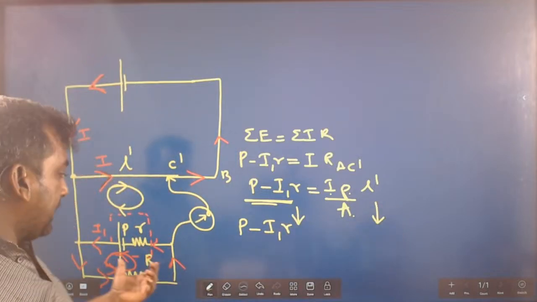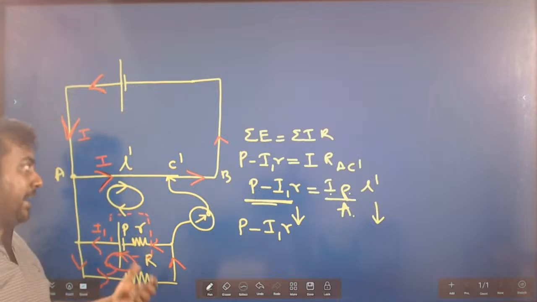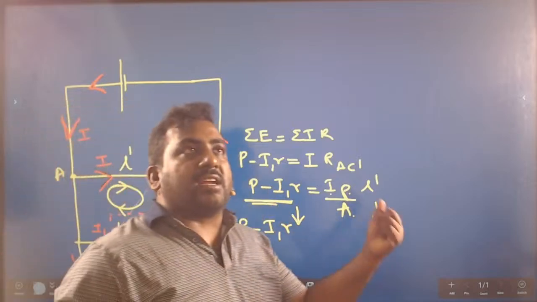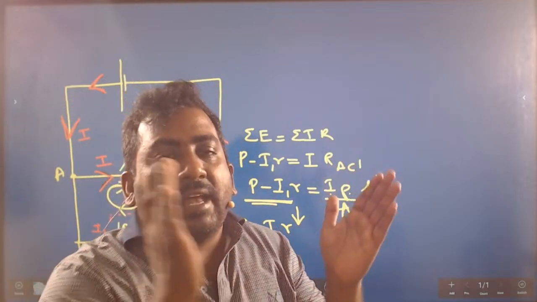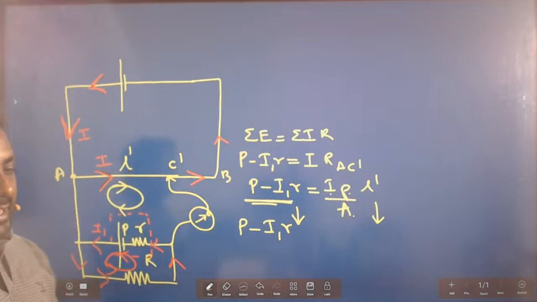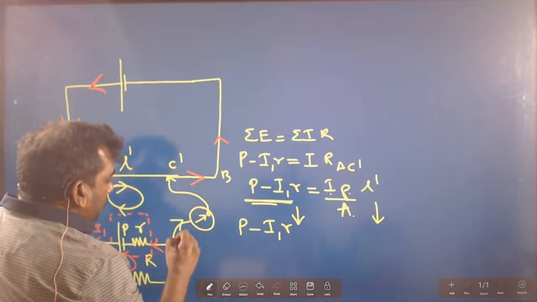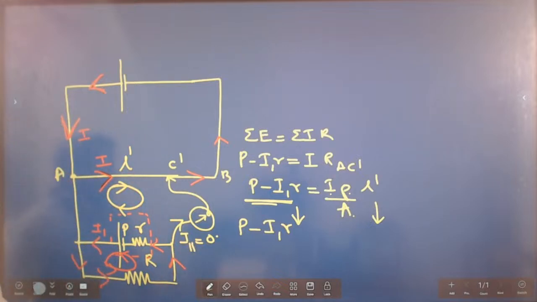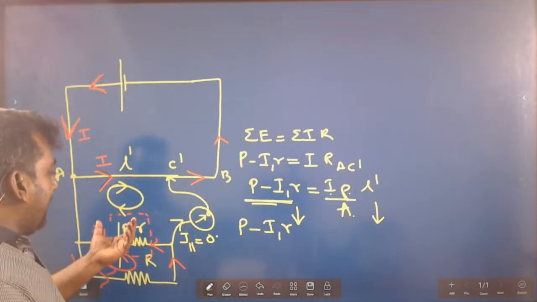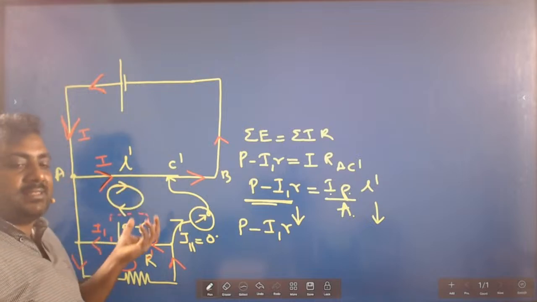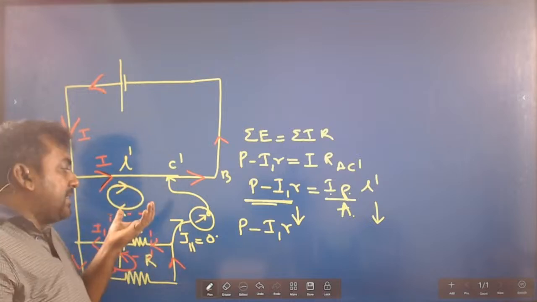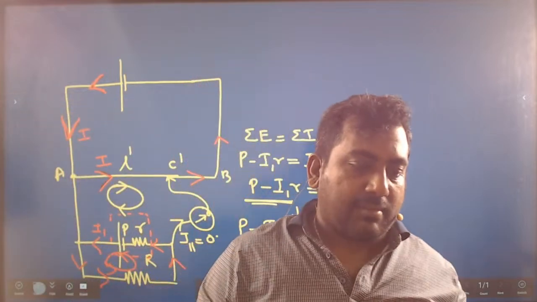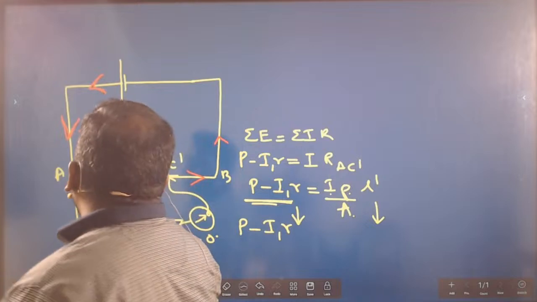So if I connect the resistor in parallel, the terminal potential difference will reduce. Terminal potential difference reduces, so the balance length will also reduce. Why? At the balance point, current through the galvanometer is going to be 0. So here you have a lesser terminal potential difference, which means lesser balance length. Clear? Right. Write a small sentence there.